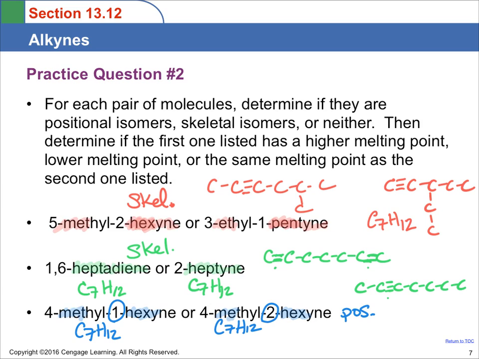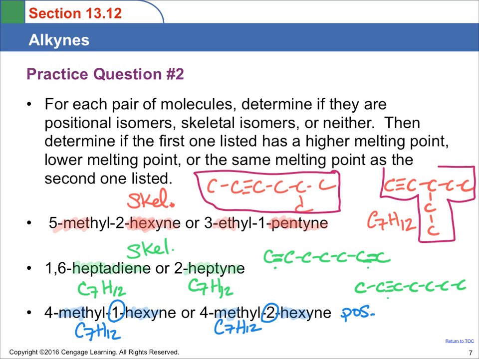As for the second half of this question, determining which has the higher and lower melting point, for the first one, we have the same number of carbons, but we have more branching in the second one, so it's going to have the lower melting point. So I'm going to circle the highest melting point in each of these. So the first one is higher.